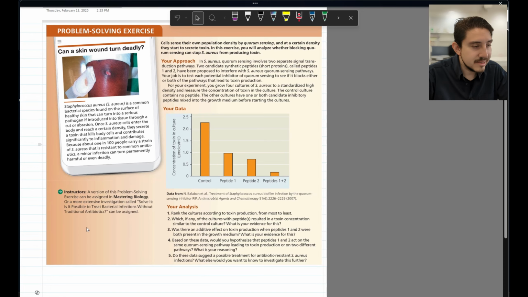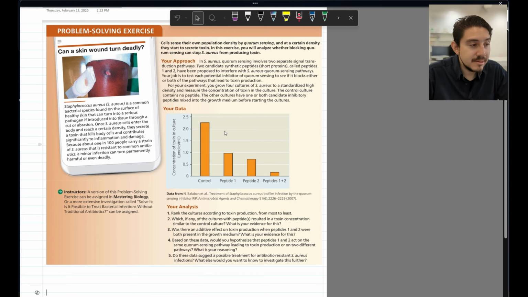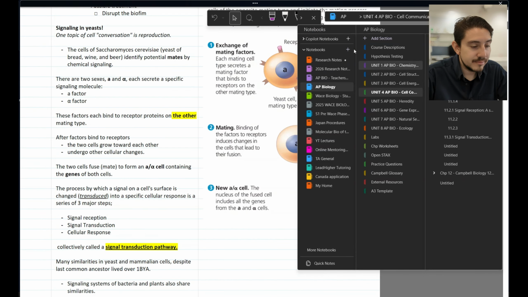The following page contains a problem-solving exercise dealing with quorum sensing, where cells sense their own population, and at a certain density, they start to secrete a toxin. That's one of the properties that can be done only by the biofilm, because you have a certain density. And then you have this problem-solving exercise. I'll let you work on that so you can see.